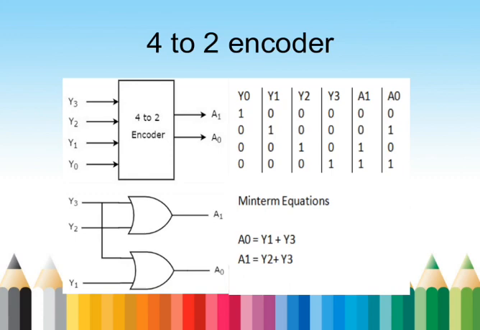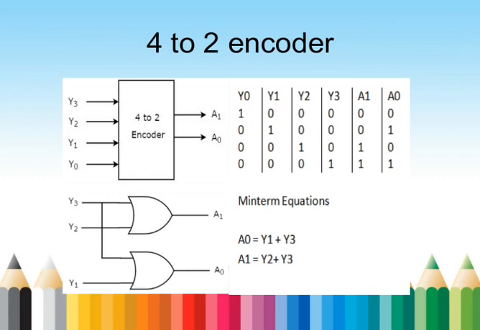Observing the column A0, it is enabled only when the inputs are Y1 and Y3, so you should add Y1 and Y3 to get A0. Similarly, A1 is enabled only when the inputs are Y2 and Y3, so to get output A1, we should add Y2 and Y3. The same has been expressed in the logic diagram also. To find A1, you add Y3 and Y2. To find A0, we add Y3 and Y1. This is the normal encoder circuit.